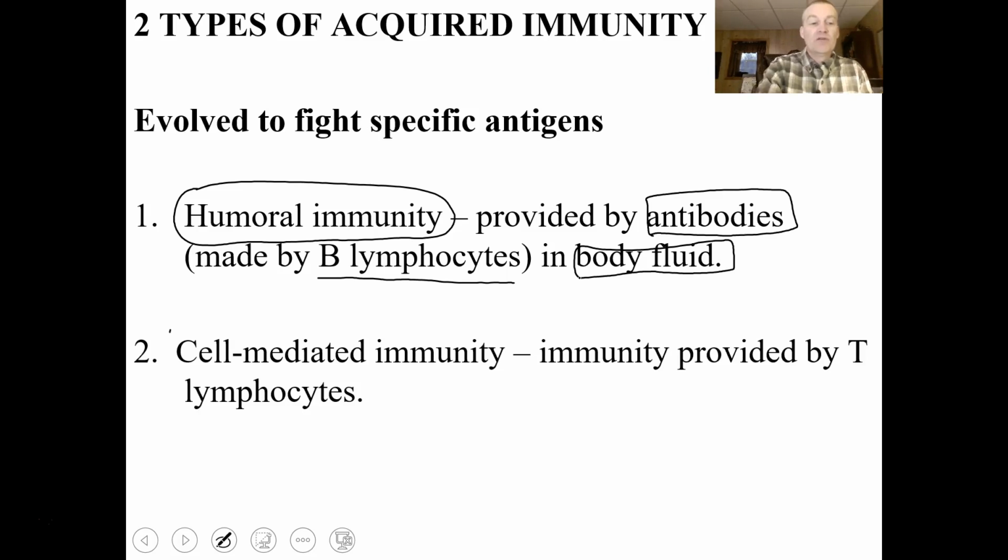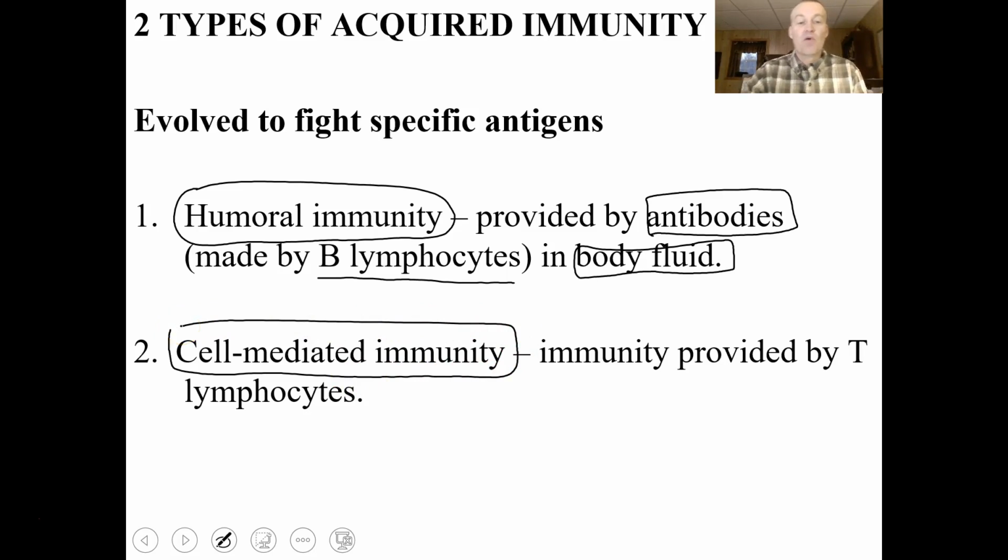We're then going to also talk about cell-mediated immunity. This is another type of acquired immunity. And this is immunity that's provided by your T cells or T lymphocytes. And these are going to basically go after virally infected cells, cells that may have something inside of them that needs to be destroyed.